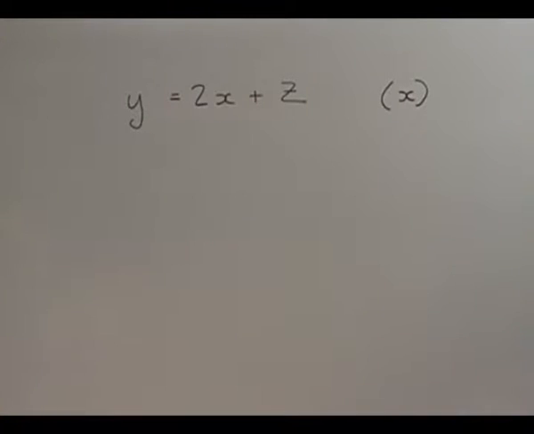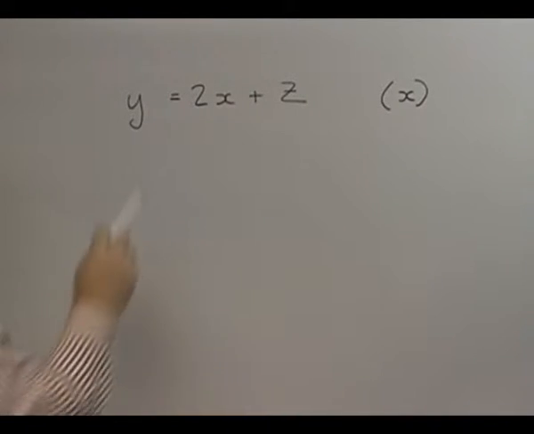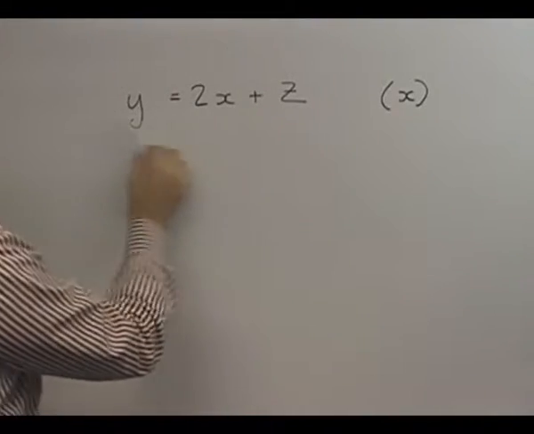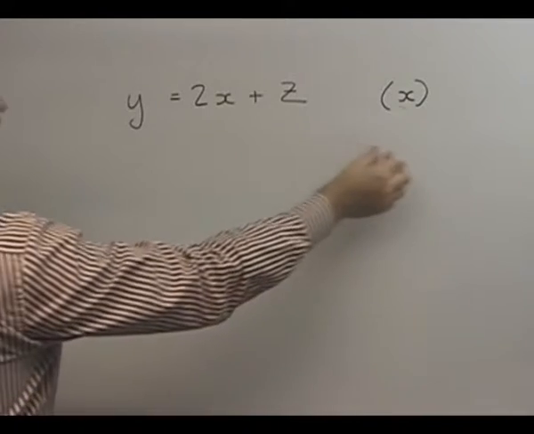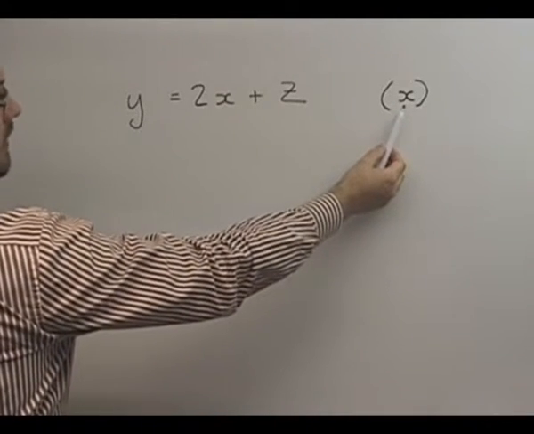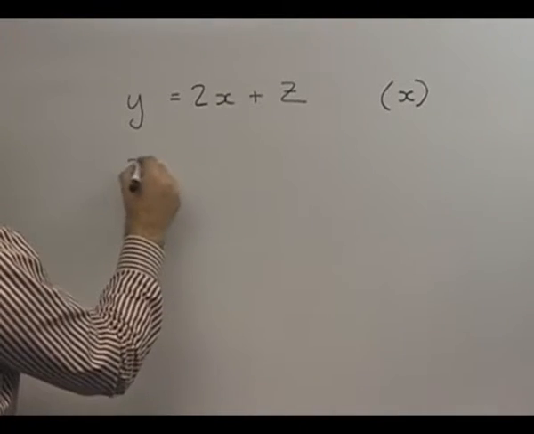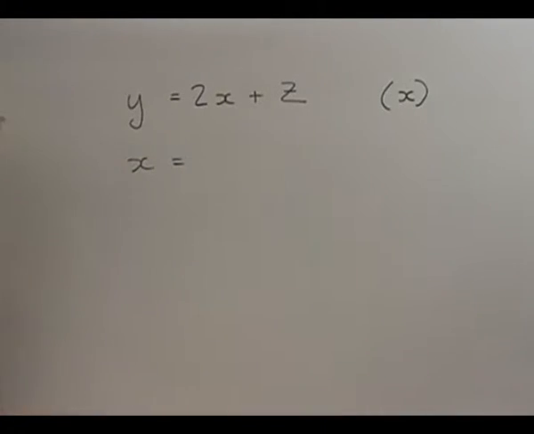Right, I'm going to show you how to change the subject of the formula. Quite a lot of these questions are easier than people think they are because you can use the flowchart. They're often set out so you've got the formula to change here and what you need to make the subject here. So here, what we've got to do is make it like this: X equals something or other.